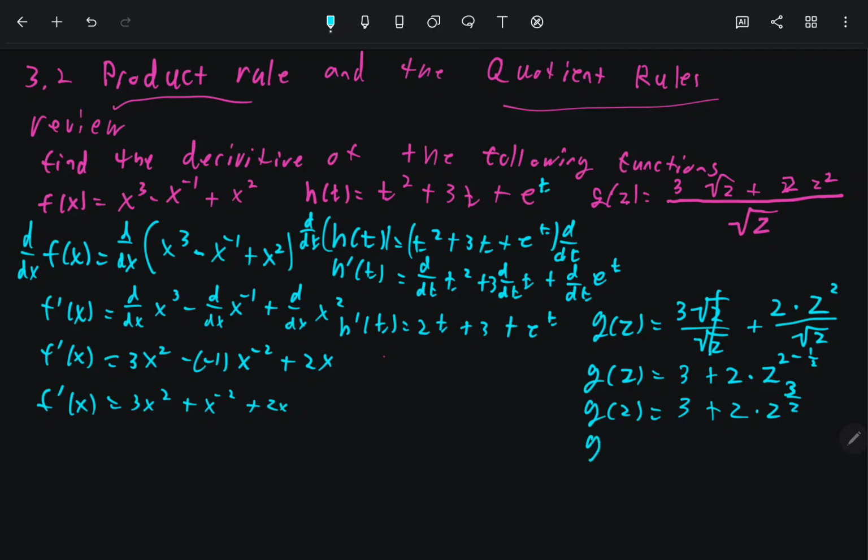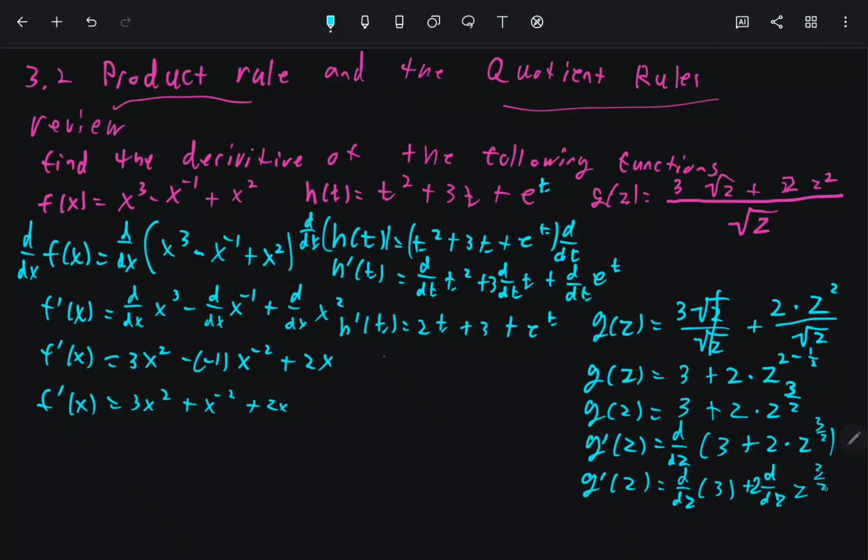Take the derivative of that, so we get g prime of z is equal to the derivative with respect to z of 3 plus 2 times z to the 3/2. Distribute the derivative. So we are going to get d over dz of 3 plus the d over dz, the derivative with respect to z, and we're just going to say that's going to be 2 times that, so we can get the 2 up front, of z to the 3/2.